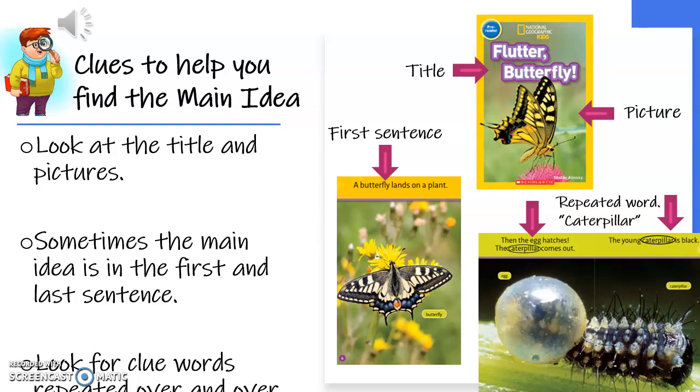Now we also talk about clues to help you find the main idea. Every time you're trying to find the main idea in a book, you can look at the title and pictures, like right here. Sometimes the main idea is in the first and last sentence, like right here. Or you can look for clue words repeated over and over. So while you're reading, you have to pay close attention, because you might find repeated words, and that might be your main idea. Okay?